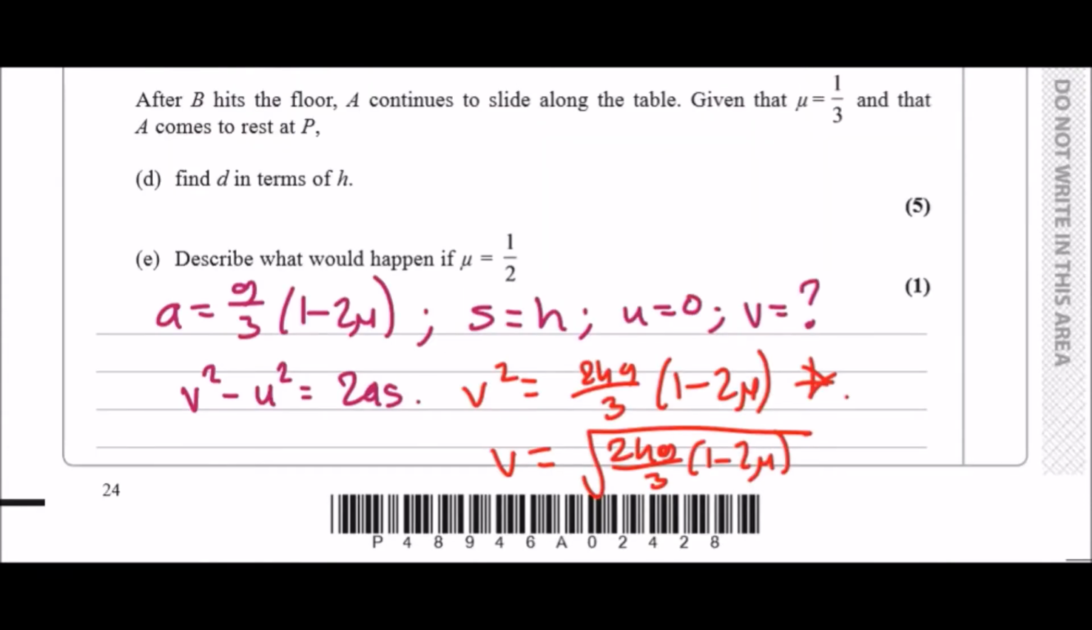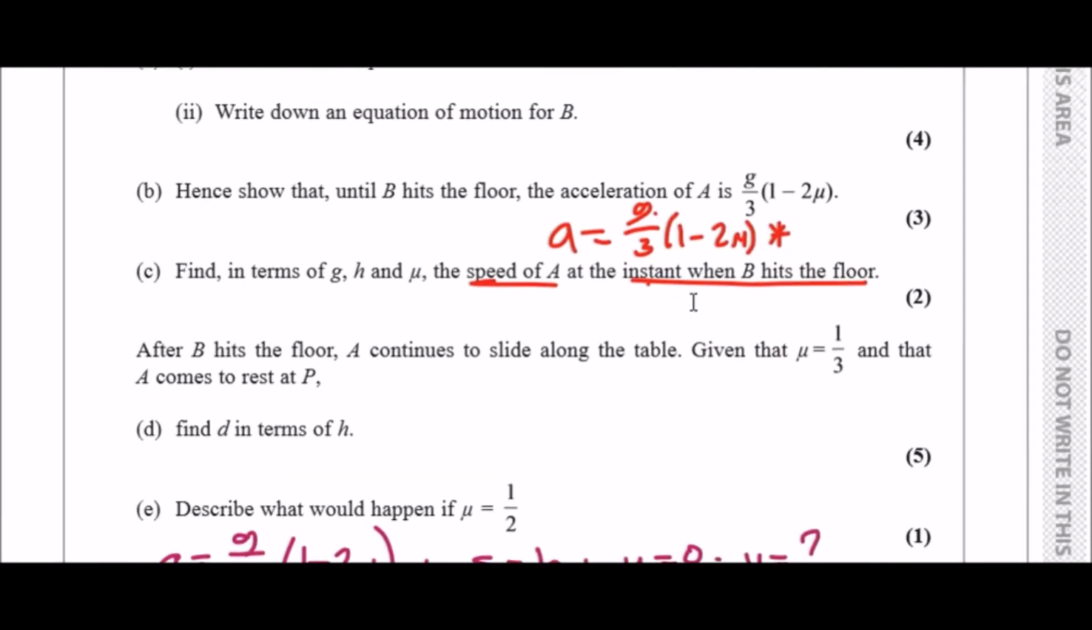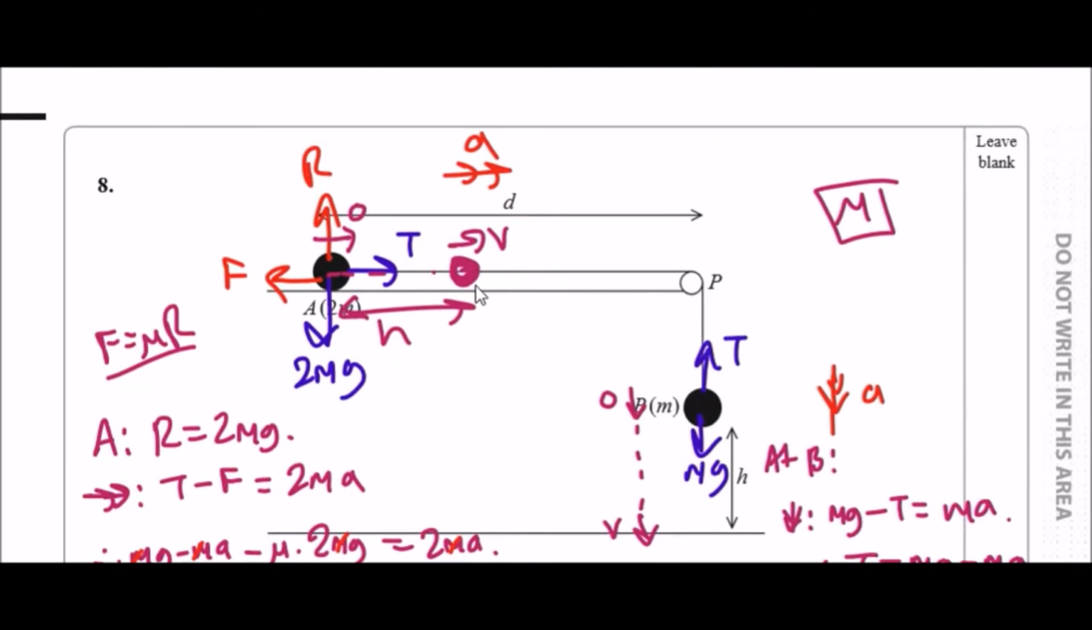Okay, let's finish this off now. So the final two parts. So after particle B hits the floor, particle A continues to slide along the table. Now given that mu equals a third and that A eventually comes to rest at the pulley, find D in terms of H. So they actually give us a lot of information here. So at this point, what we're trying to effectively say is that A comes to rest at this pulley here. So this would be the final resting point.